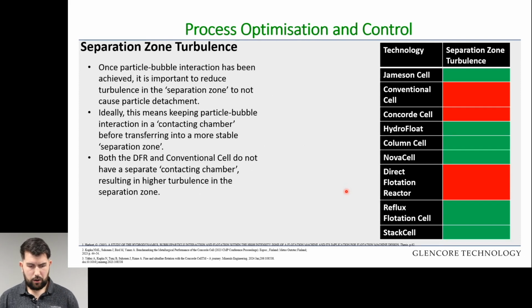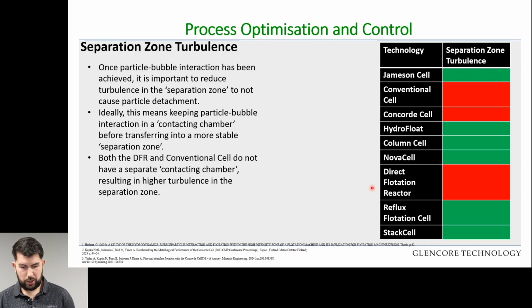Now, another area we looked at for process optimization was the separation zone turbulence inside the cell. Once your particle bubble interaction has been achieved, it's important to reduce turbulence in the separation zone to not cause particle detachment. Ideally, this means you keep the particle bubble interaction in a separate contacting chamber before transferring into a more stable separation zone.